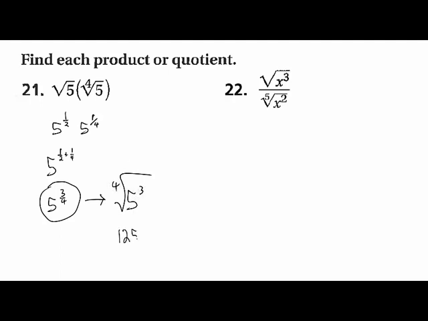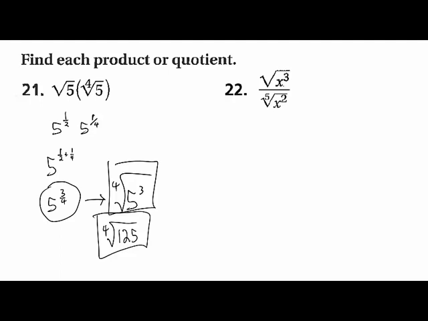5 to the 3rd is 125. So you could write the 4th root of 125. I would personally accept either of these answers. Even though this is right, I'd really prefer that you leave it in radical form. But the most simplified answer would be this last one right here.